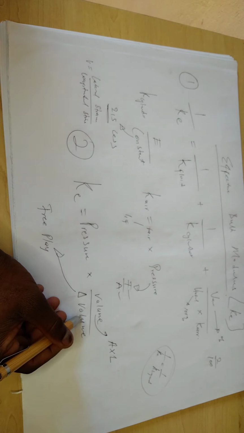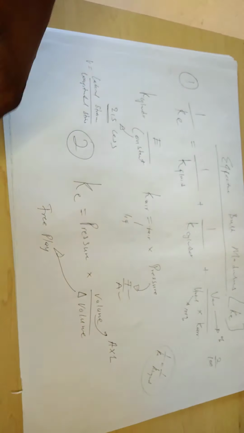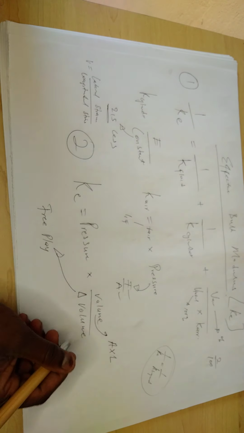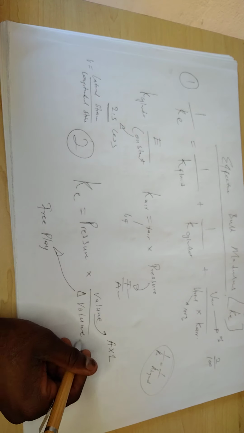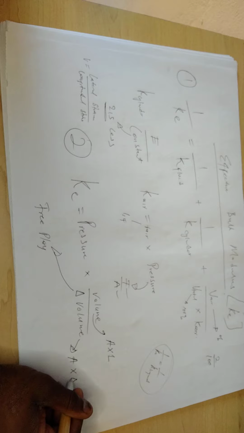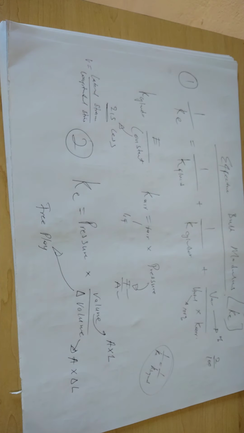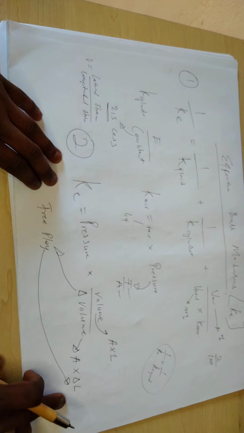So this change in volume is the original volume divided by the change. It means it's a new volume. How are we calculating this? This is going to be area multiplied by changing length. What is this changing length? Just changing length, it's a free play. So this changing length, it's a free play.